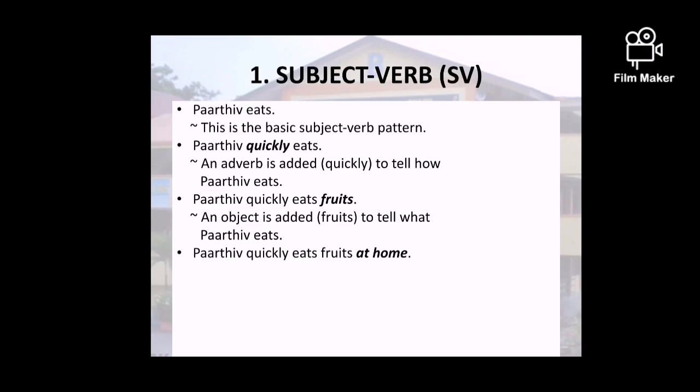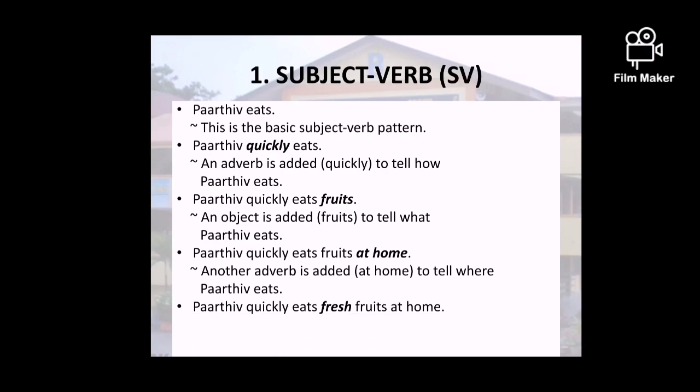Now, another type of word is added in this sentence. Another adverb, at home, is added to tell where Partif eats. And in this sentence, Partif quickly eats fresh fruits at home, fresh is added to tell what kind of fruits Partif eats.